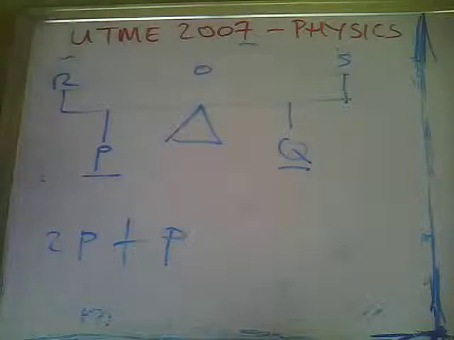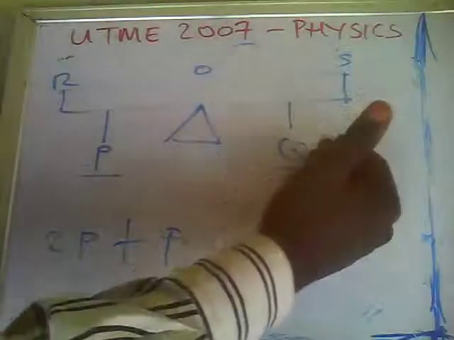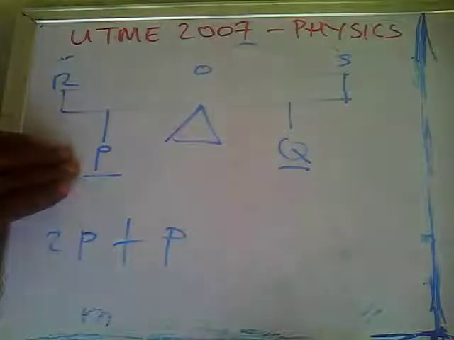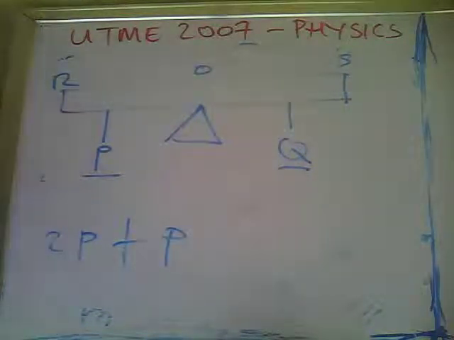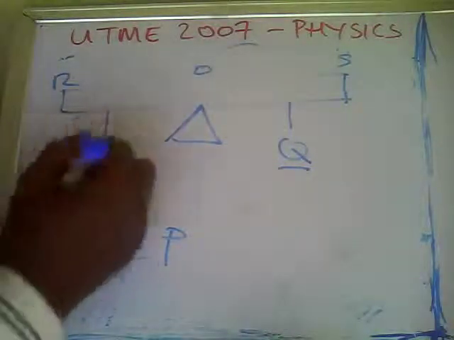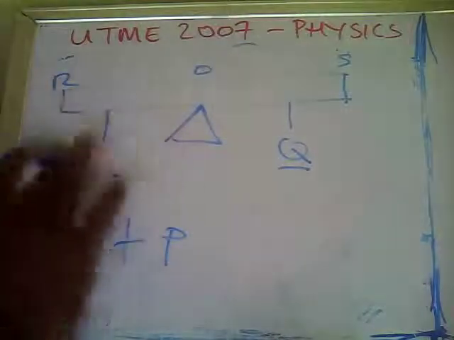Okay, now if we move Q, we have increased P now to 3P. It has been tripled, right? Because we add 2P to it, so that becomes 3P.